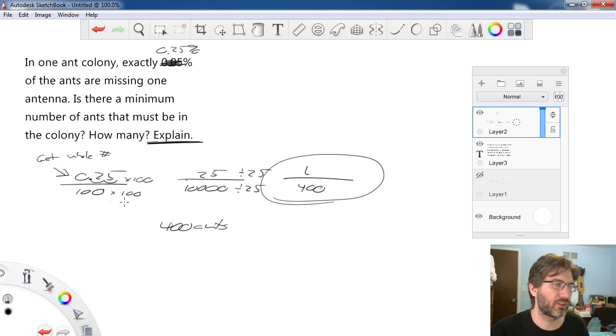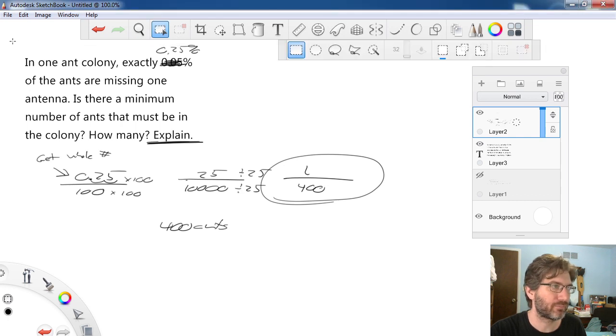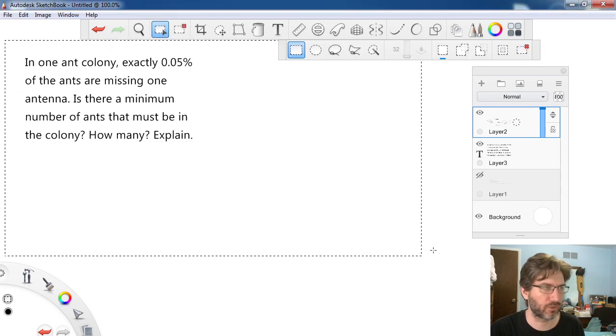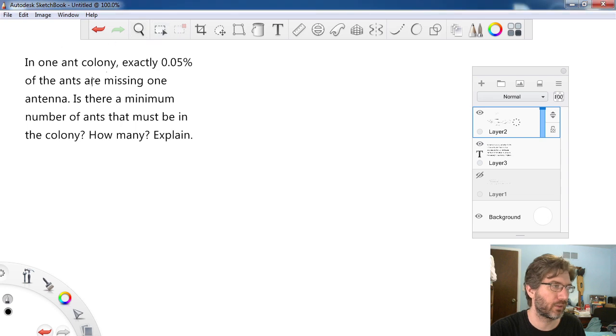And that's just understanding what the ratio means and what these numbers actually mean in this context. I know it's a strangely worded question because I stole it from the book, but I kind of liked it. I'm not sure how useful ants and antennas are to you, but it is what it is.